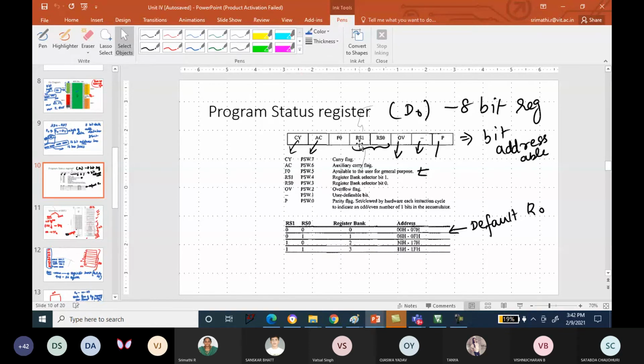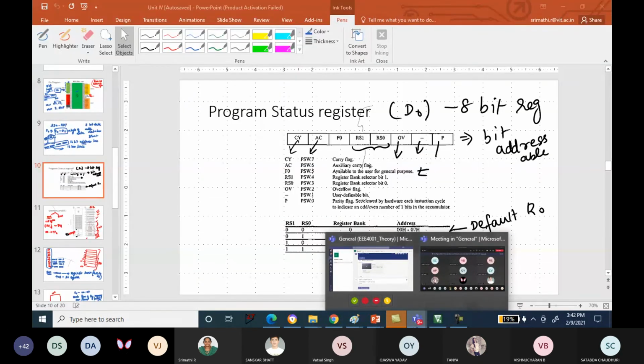If RS0 and RS1 are 0, 0, the default register bank will be selected, which is bank 0. This is a bit addressable register, meaning each individual bit can be set, such as PSW.0, and you can change each individual bit. 0, 1 means register bank 1, 1, 0 means register bank 2, and 1, 1 means register bank 3. Okay, is it okay?